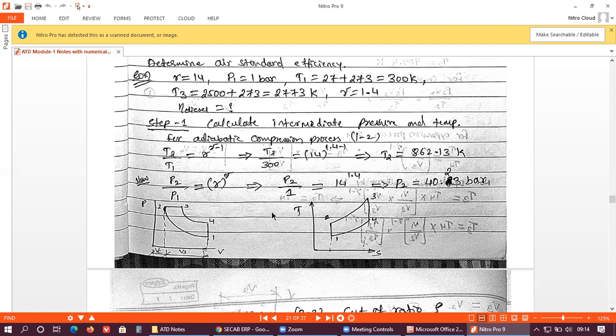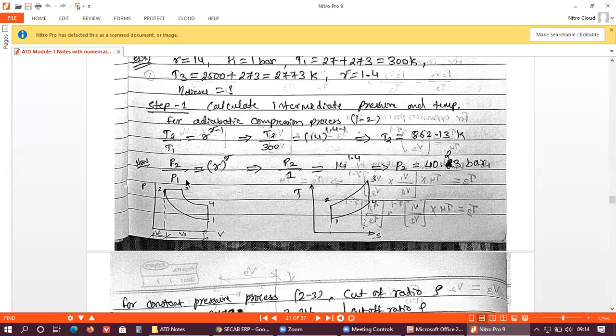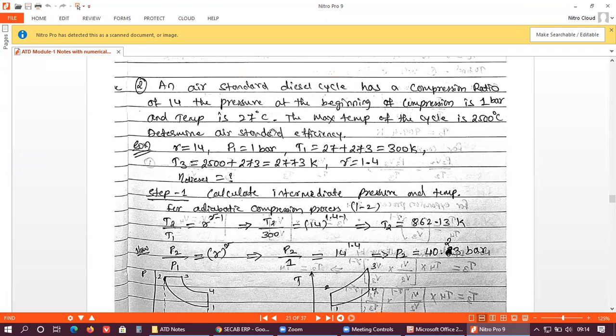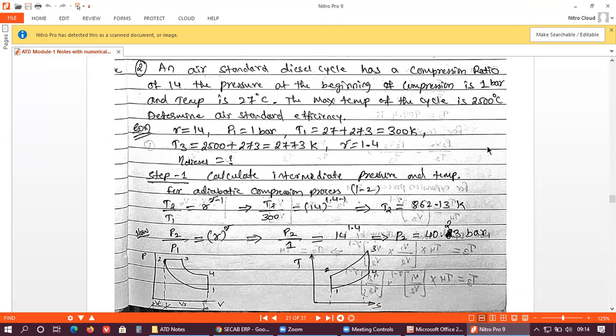Similarly, we will also try to calculate P2 here. We will find out P2. Okay, what is the value of P2? How are we going to find P2? P2 is already given, sir? No, P2 is not given. P1 is given here, P1 at the beginning of the compression. P2 is not given, we need to calculate it here. Okay, P2 is to be calculated.